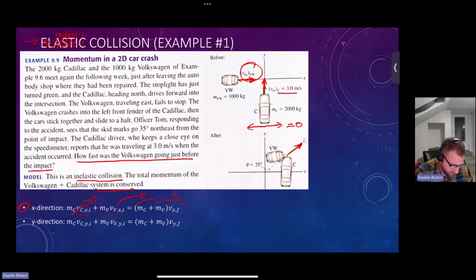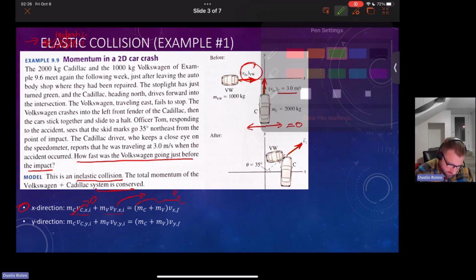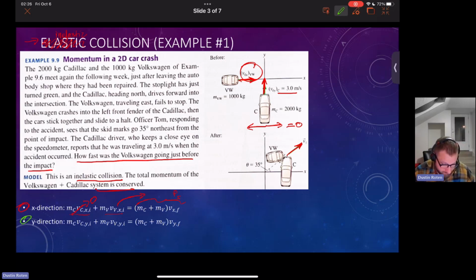Okay, now let's think about the y direction. I'll even change colors for this. Now we have the initial y momentum of the Cadillac. We know that it does have a y momentum, it's moving up, and we've defined the up direction, the forward direction, as positive y for the Cadillac. And we also have the Volkswagen, but unlike the Cadillac, the Volkswagen is not moving in the y direction at all. It's not moving left or right from its perspective. So that's 0 as far as the y momentum.